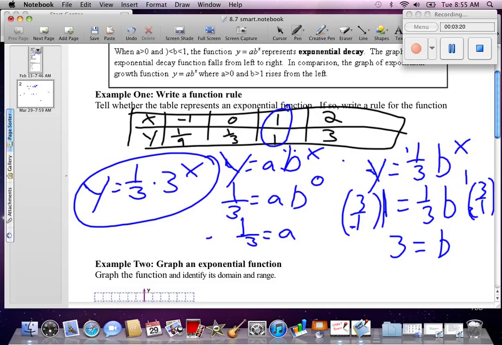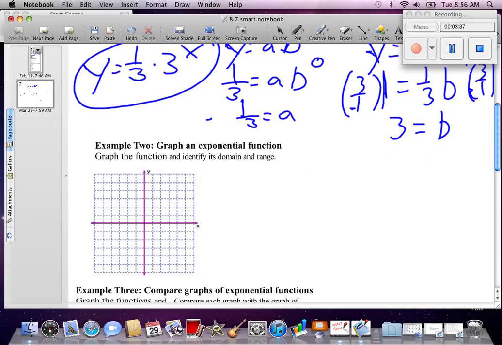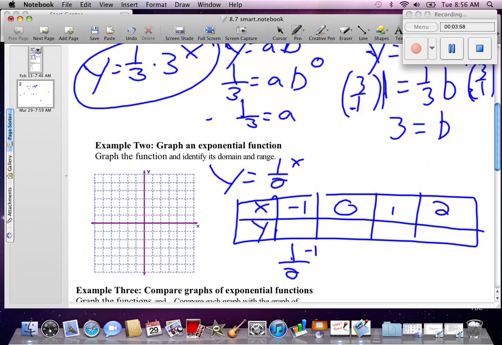Okay? All right. Let's turn our paper over, and we're going to graph a few functions. The first thing we're going to graph, ladies and gentlemen, is y equals 1/2 to the x. So we're going to make our table: -1, 0, 1, and 2. Okay? We know that 1/2 to the -1 is what, Christian?